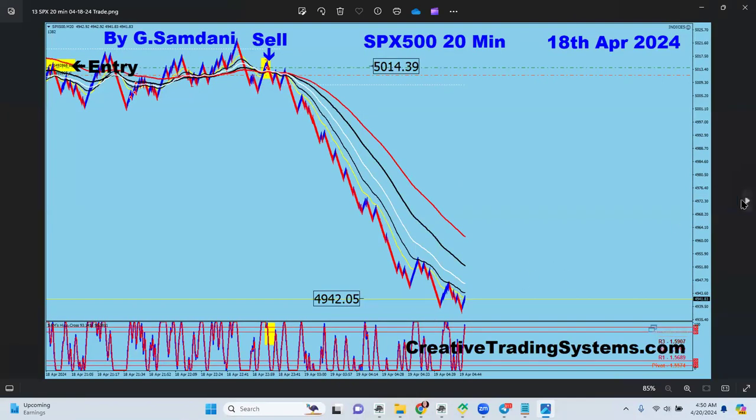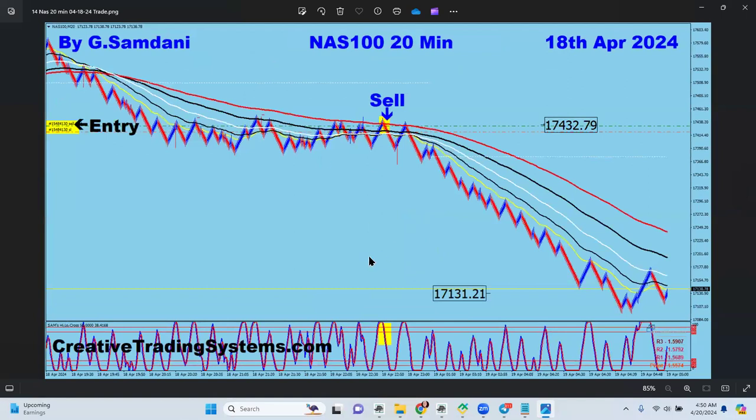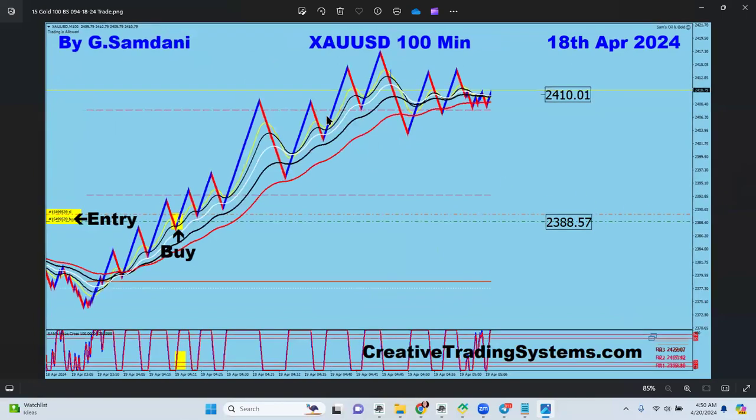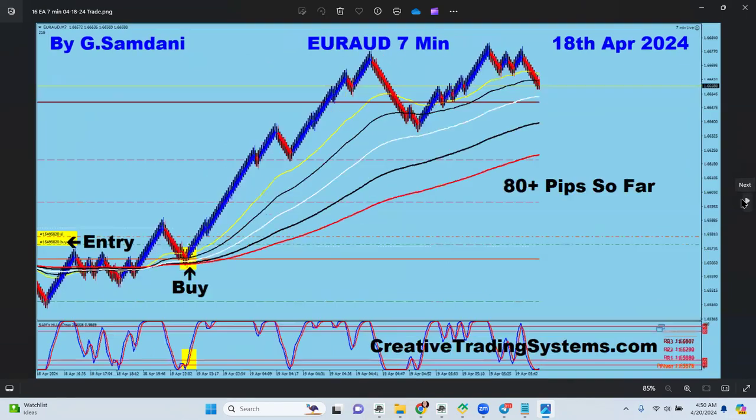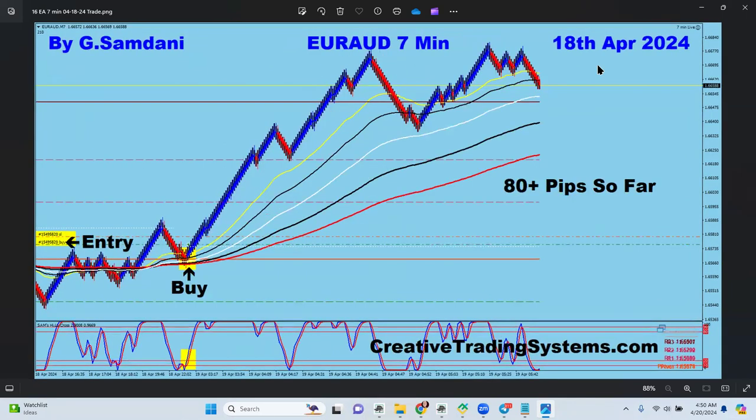And here, Nasdaq dropping again. Sell order is right there, and a beautiful entry from 174.32 to 171.31. Big drop on the 18th. And this is gold going to the upside again, just going up and down and up and down, right? And then Euro Aussie on the 18th, 80 pip.